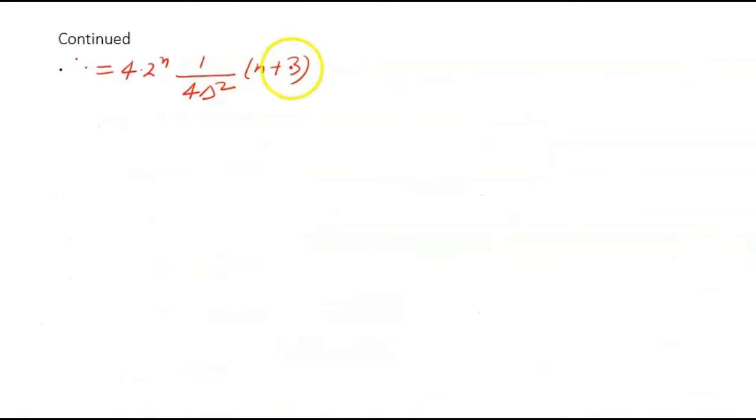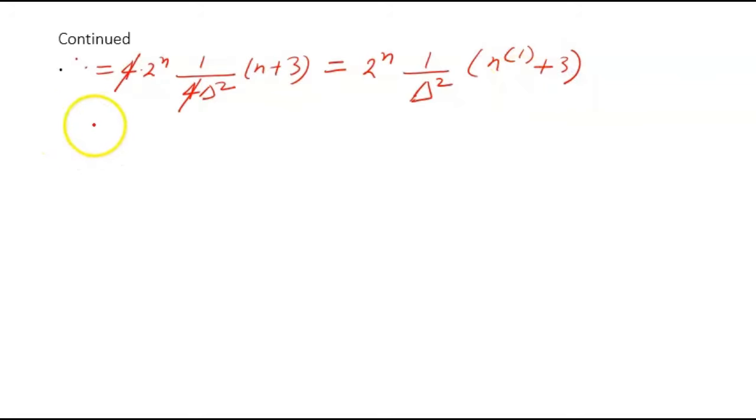So let us proceed to the next. What we get is 4 times 2 to the power n times 1 by 4 delta square. So this 4 and this 4 are cancelled. We get 2 to the power n times 1 by delta square. And I have told you in the previous problem also that whenever we work with delta square, we need to change the regular polynomial in terms of factorial polynomial.